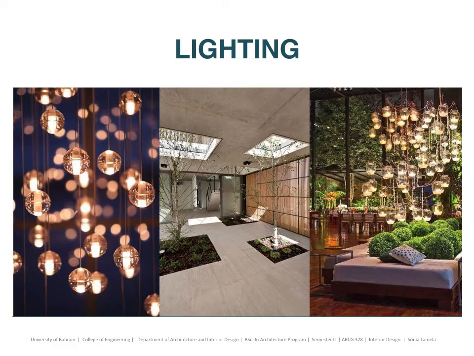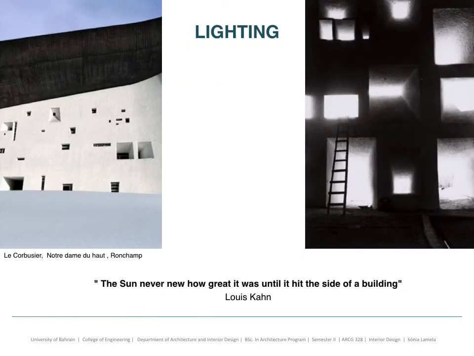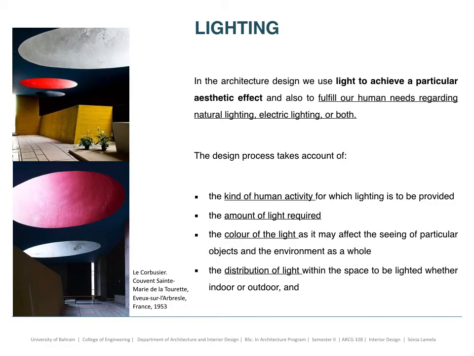Now let's talk about light, meaning natural and also artificial light in architecture. There is a quote from Louis Kahn that says that the sun never knew how great it was until it hit the side of a building. Lighting is very important for architects and interior designers. In architecture design, we use light to achieve a particular aesthetic effect, but also to fulfill human needs regarding natural lighting, electric lighting, or both.